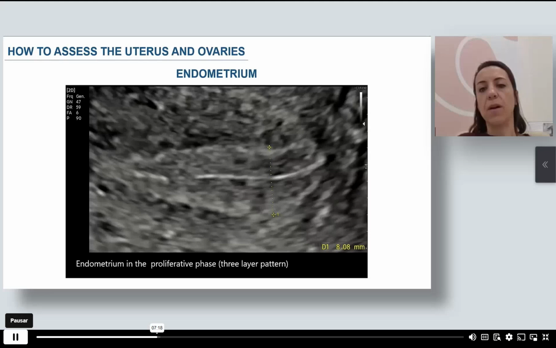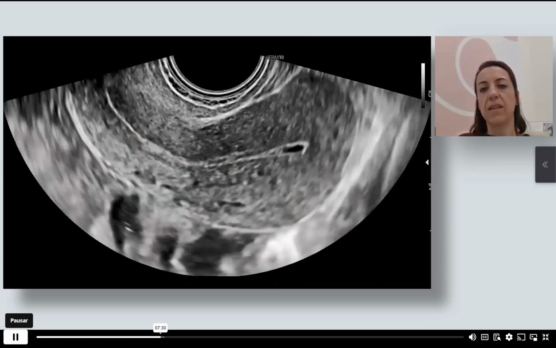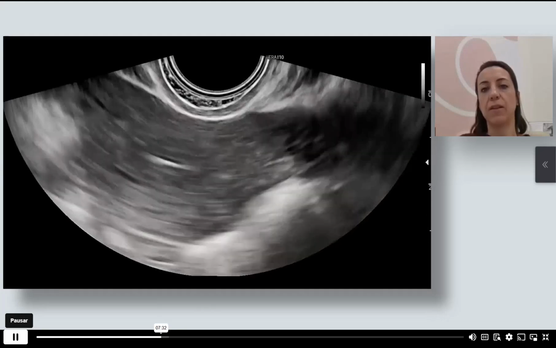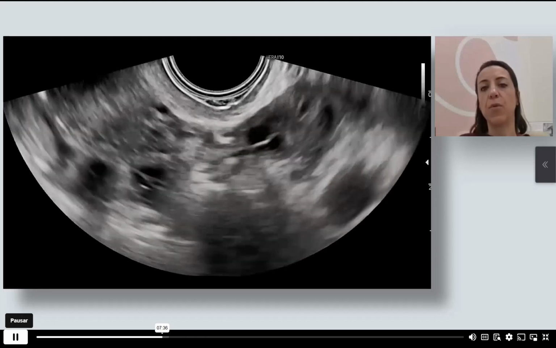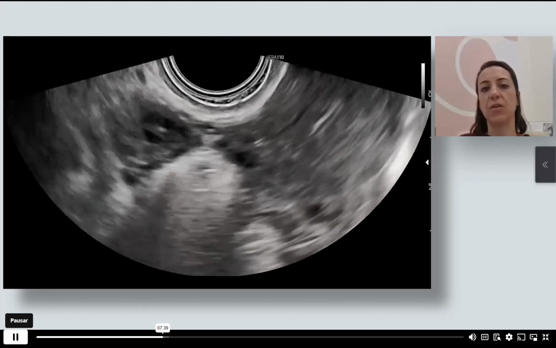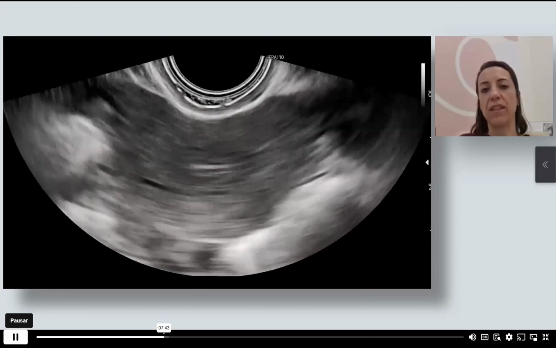With real zoom, we can identify, we can study the endometrium, and we can measure it. This is another video showing the uterus with a normal thin endometrium, and moving on the left and on the right side, we can assess the ovaries.